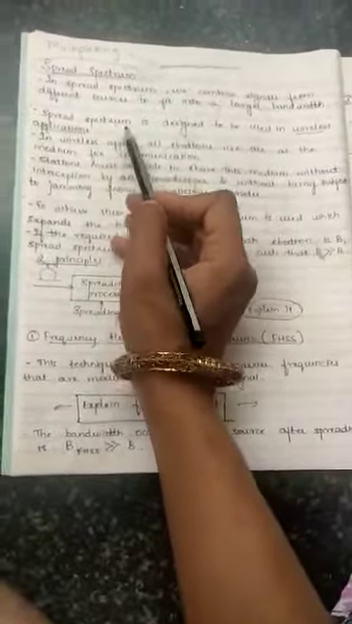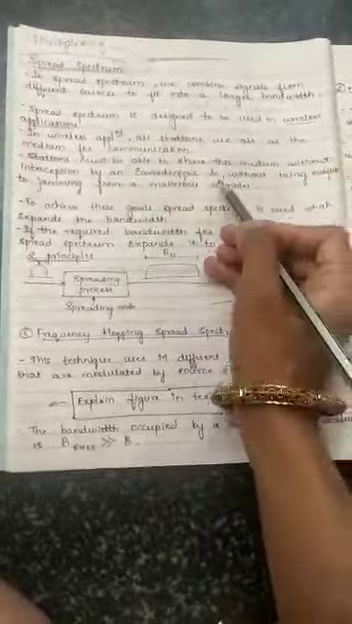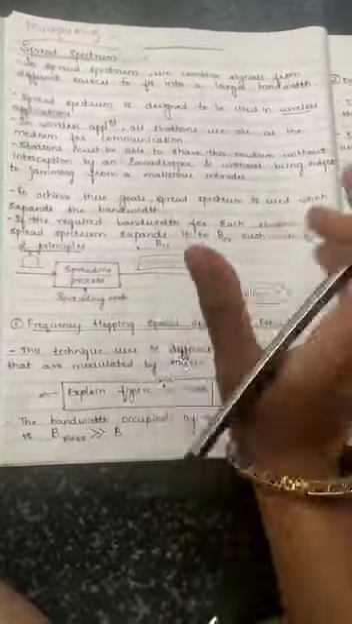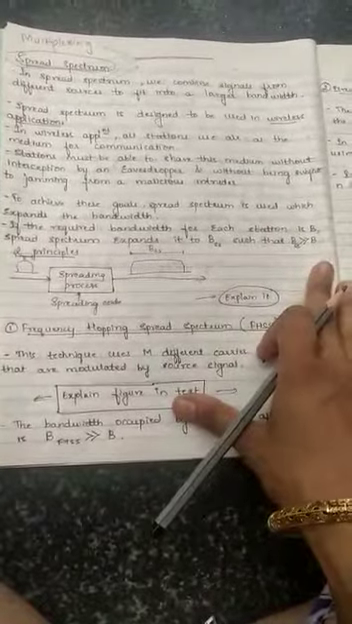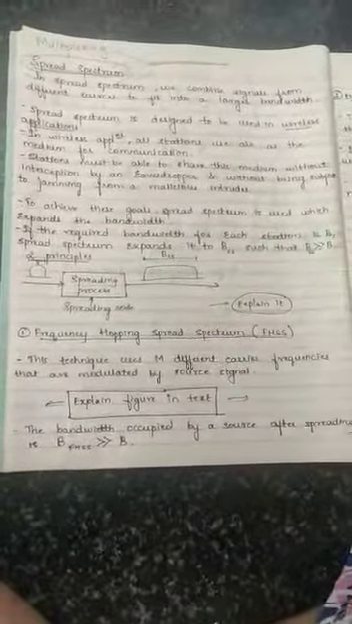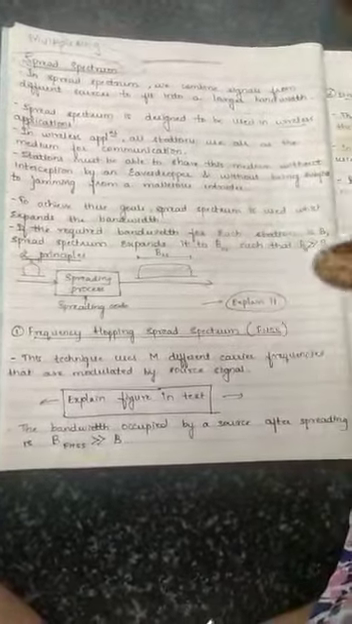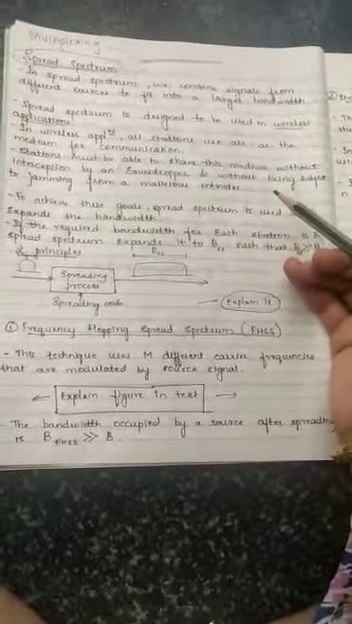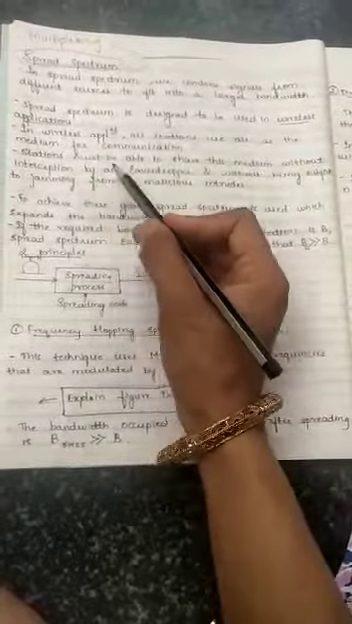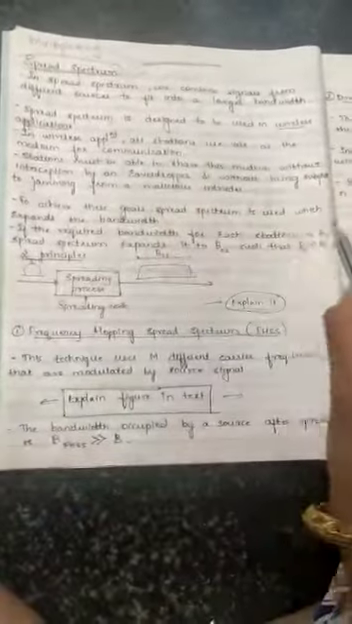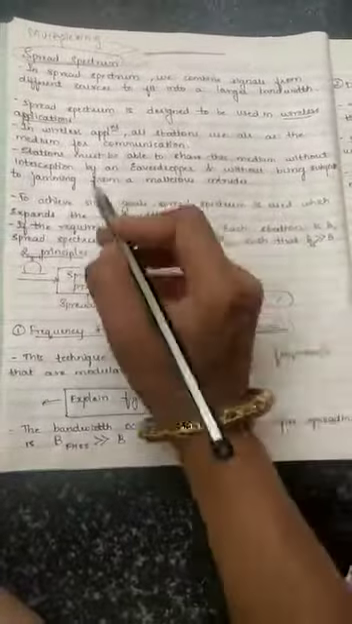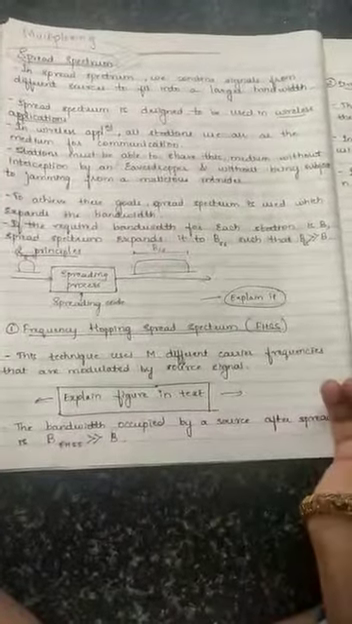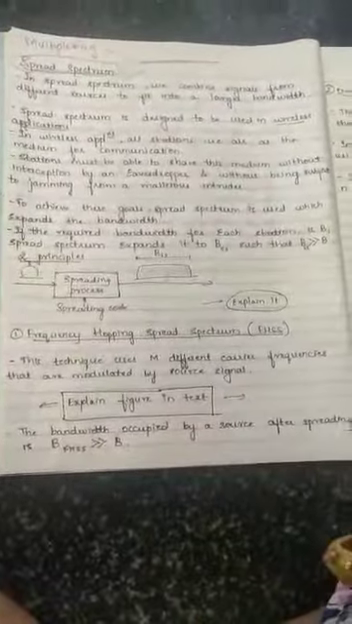This spread spectrum technique is designed to be used in wireless communication. It is mostly used in wireless applications only. In wireless applications, all the stations make use of air as the medium for communication. So all the stations must be able to share this air medium without any interception by an eavesdropper, and without being subject to jamming from a malicious intruder. Means no one should interfere with the signals traveling in the air. That is the main goal here.